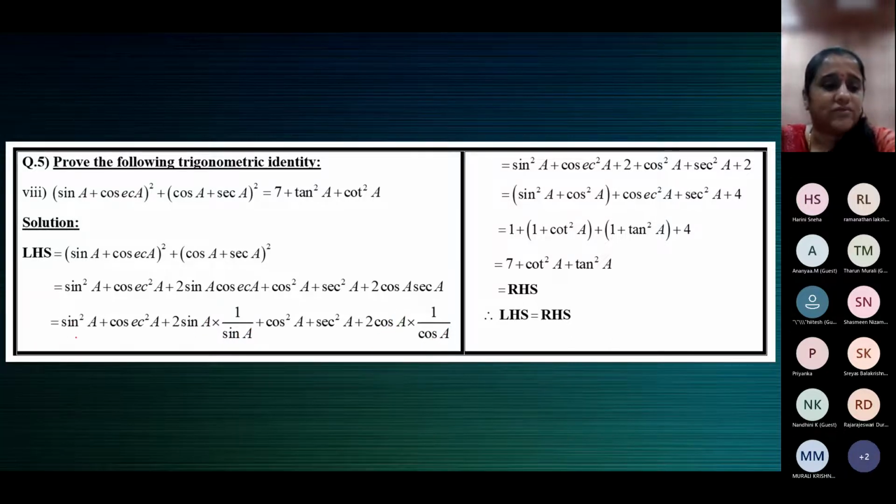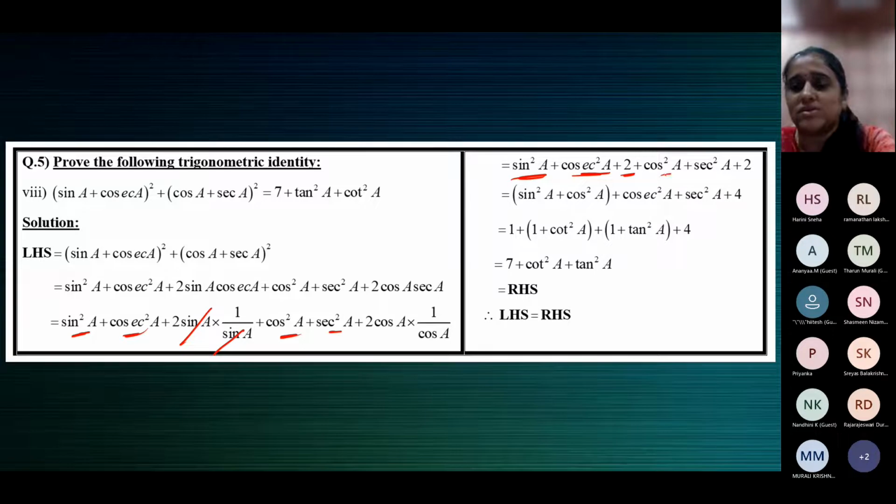Okay, so the next step gives you sin² A + cosecant² A + 2. This gets cancelled, so 2 into 1 is 2, plus cos² A + secant² A + 2. Again, this gets cancelled, plus 2.